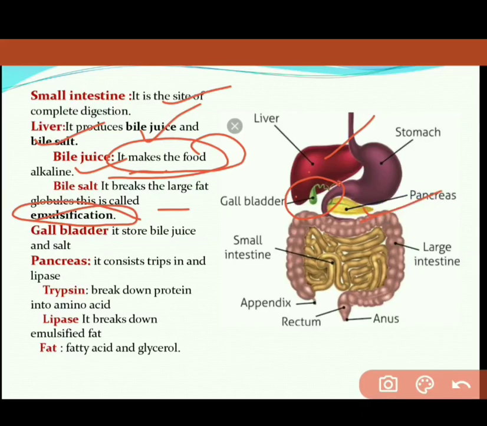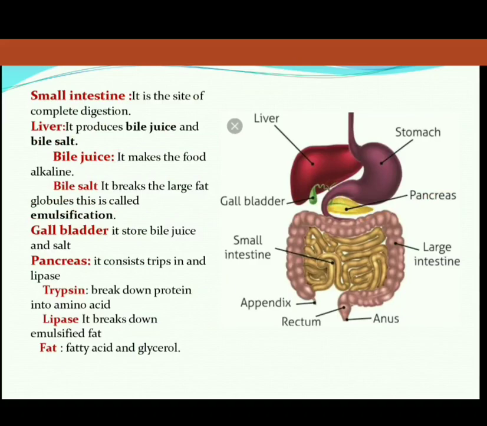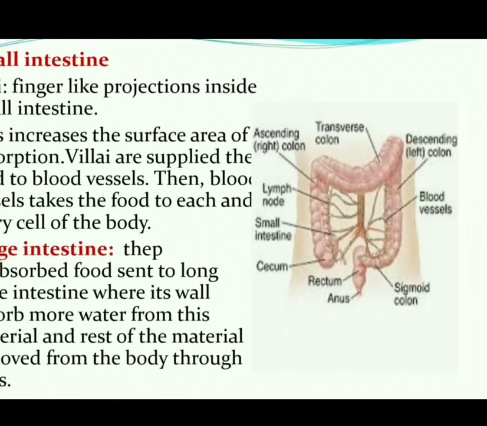And the pancreas secretes trypsin and lipase. Trypsin breaks down proteins into amino acids. This does the same as pepsin. Pepsin is in the stomach, but trypsin is in the pancreas, but the function is the same. Pepsin also breaks down protein into amino acids, and trypsin also breaks down protein into amino acids. And lipase breaks down emulsified fat. This is the function of the liver, pancreas and gallbladder. And after that, the food reaches the small intestine.